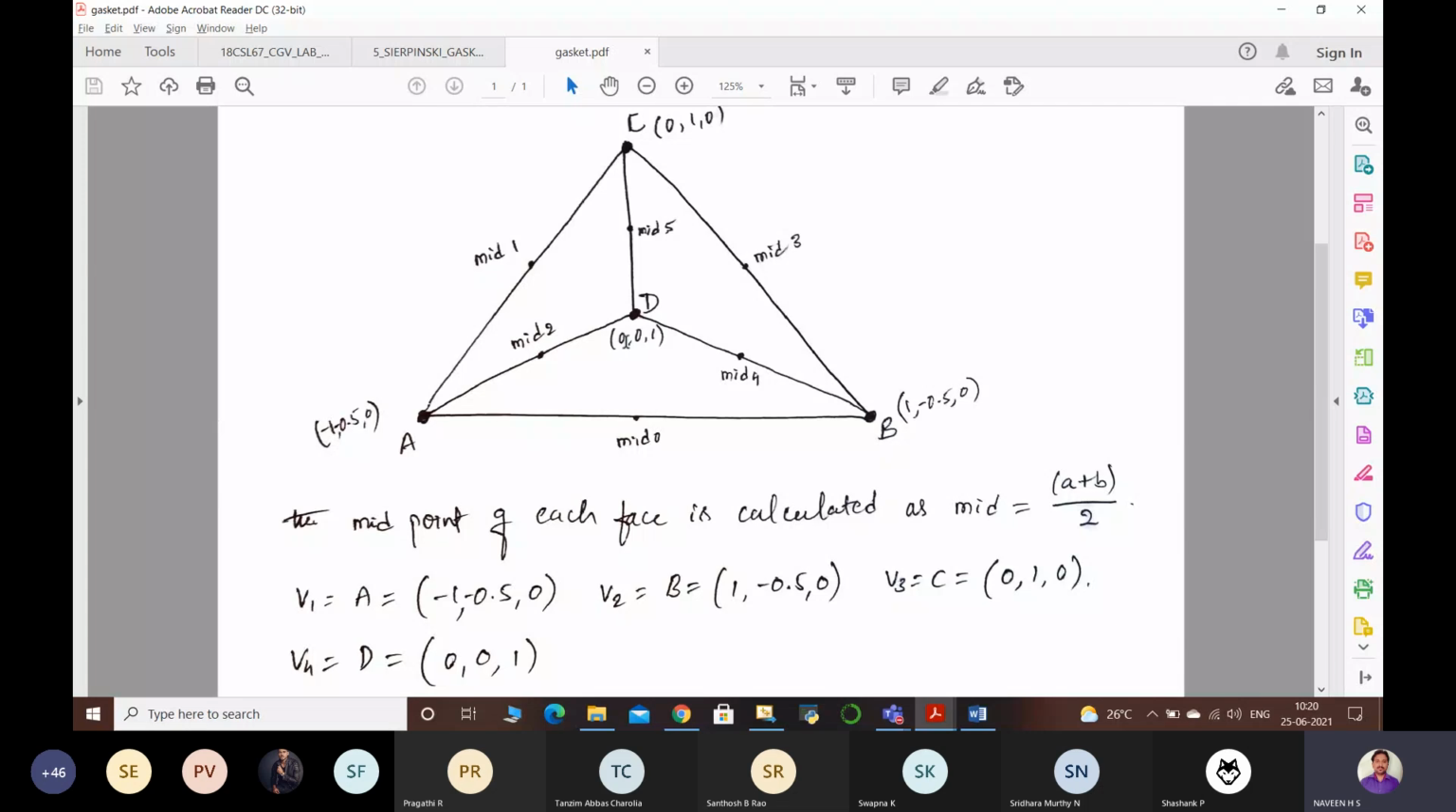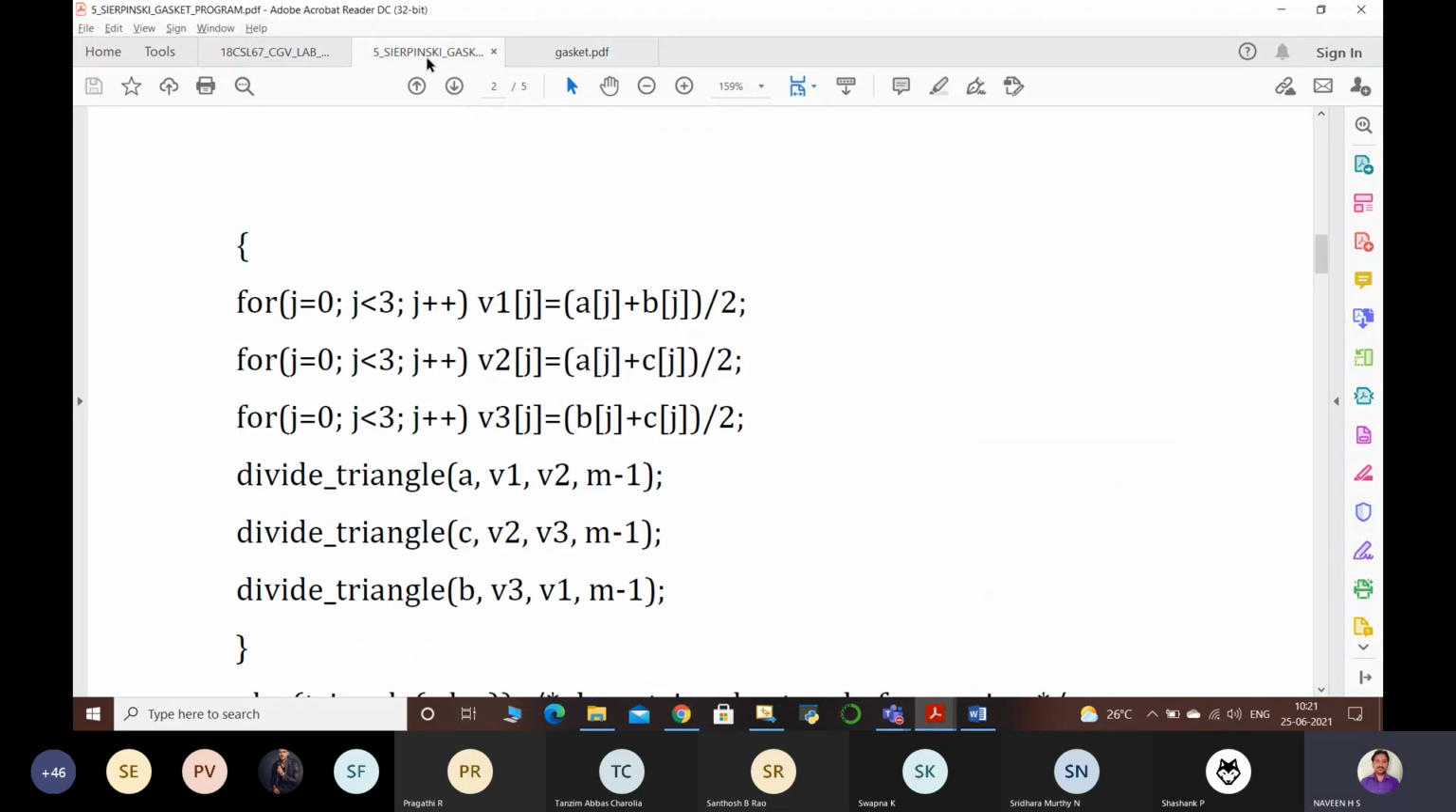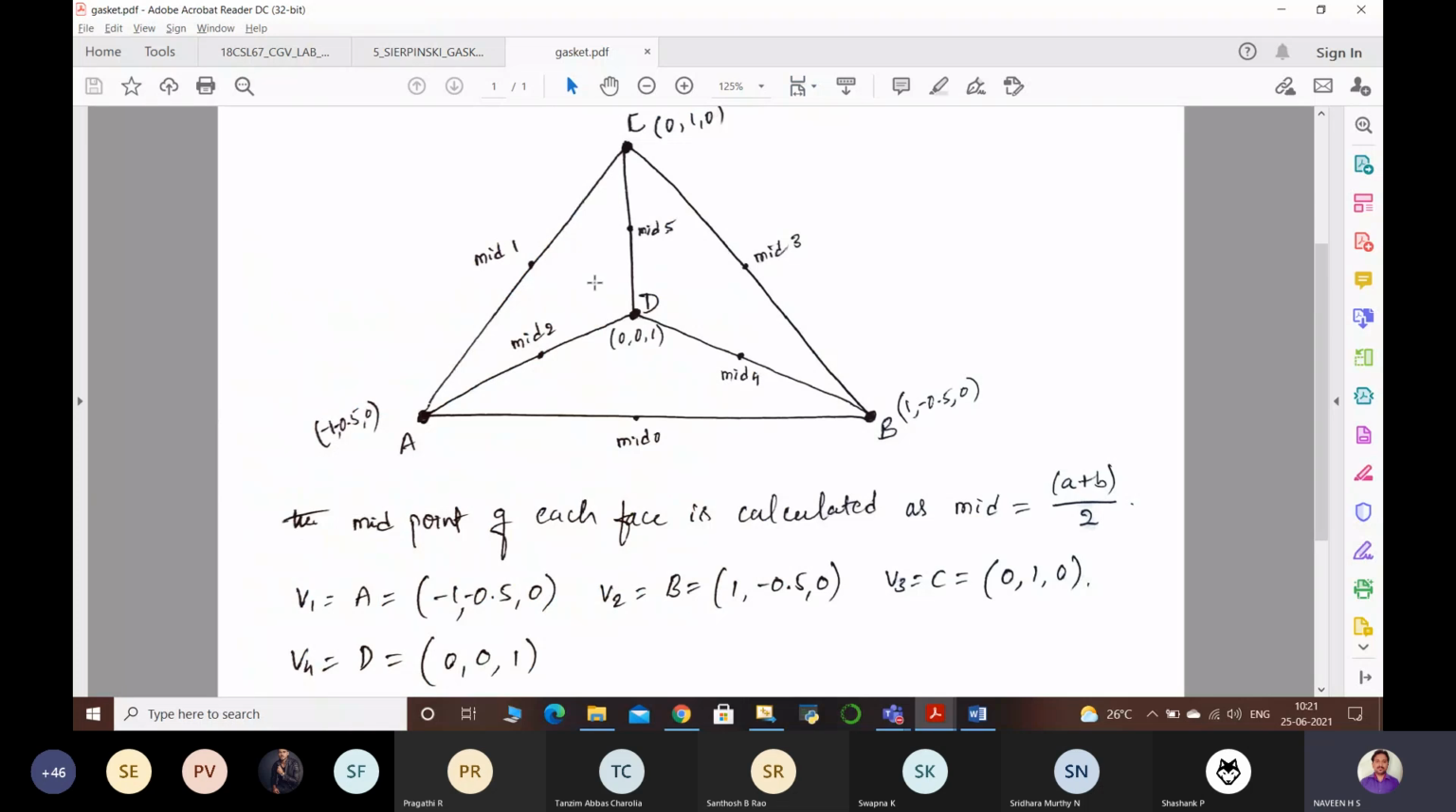I'm taking this phase, assuming I'm calculating the midpoint for this triangle. Like that I have 3 triangles, right? So for all the 3 triangles, I'm going to calculate the midpoint. That's why I'm running the for loop 3 times. But here the values are changing. You can see v1 of j, v2, v3, and here also values are changing. That's why again I'm calling the divide triangle function 3 times, because I have 3 triangles here. So if you consider this one, that is A of j plus B of j divided by 2.